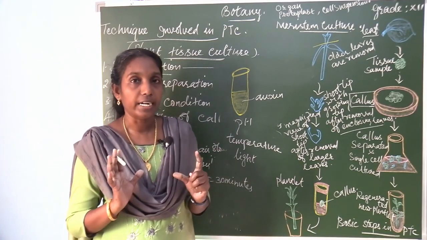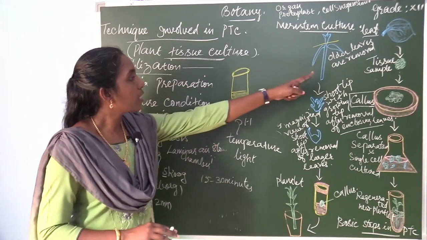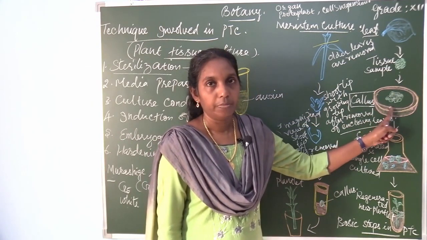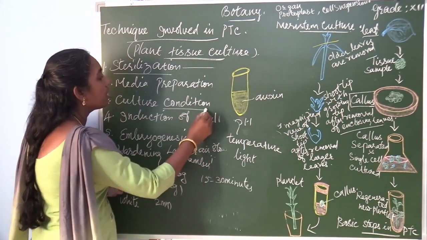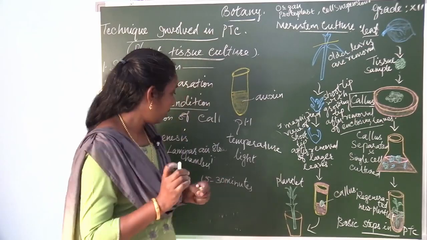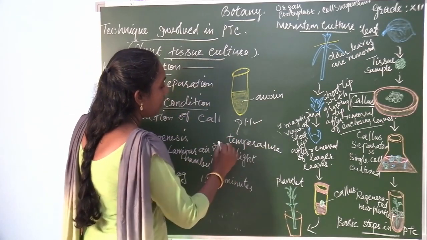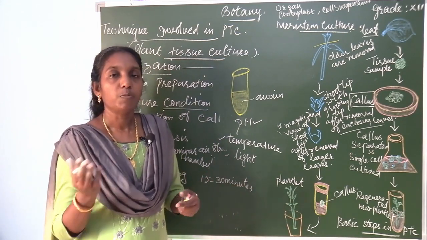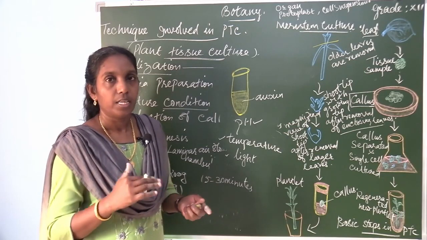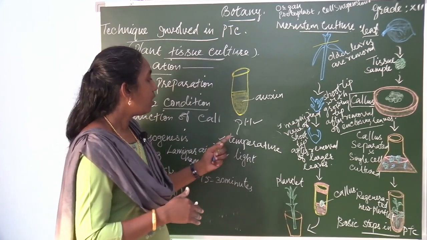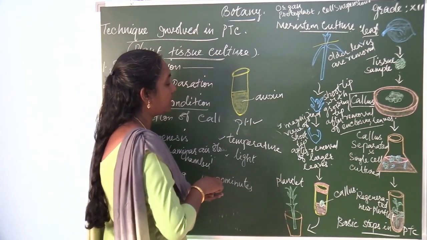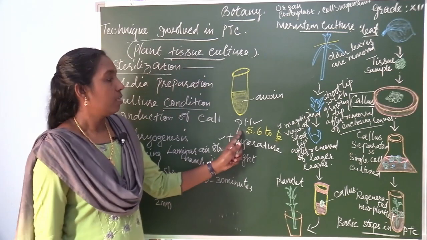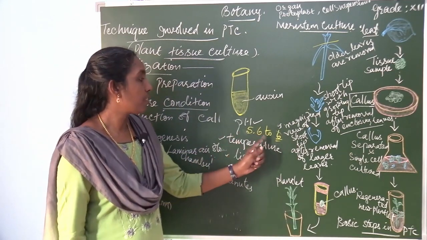Then the culture conditions. The explant cannot grow when transferred into the nutrient medium unless the culture conditions are right. The culture conditions are pH, temperature and light. Normally when a plant grows, it is exposed to equal day length and night. Here the normal optimum pH is maintained at 5.6 to 6.